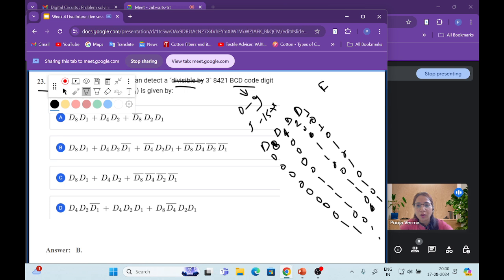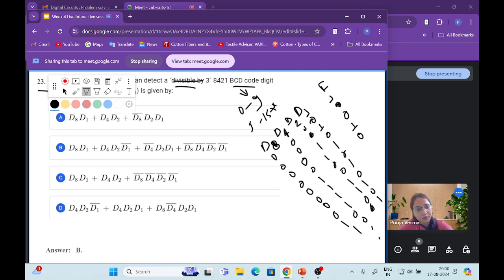Okay, so now we have to find out divisible by 3. 0 can be divided by 3, so the output will be 1. 1 is not divisible by 3, so the output will be 0. 3 is divisible by 3, so it will be 1. At 3, 6 and 9 it will be 1. So for divisible by 3, at the places of 3, 6 and 9 the output will be 1, and all other places will be 0 only.